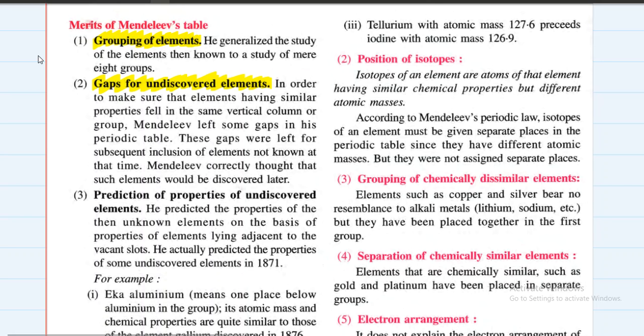What are isotopes? Isotopes of an element are the atoms of the element having similar chemical properties but different atomic masses, having same atomic number but different mass number. So these are isotopes. Like chlorine has got two isotopes. Both the isotopes of chlorine have atomic number 17.